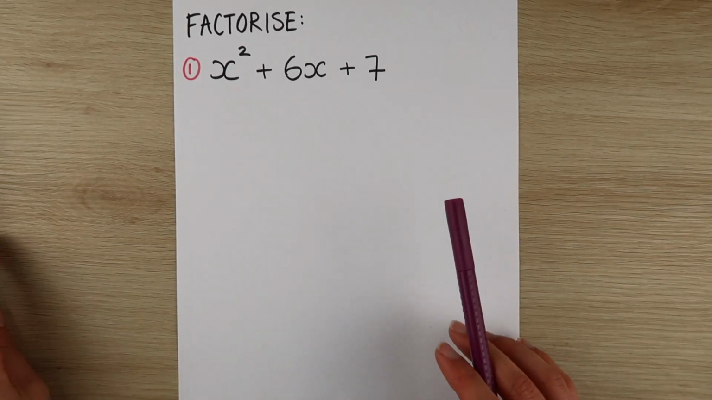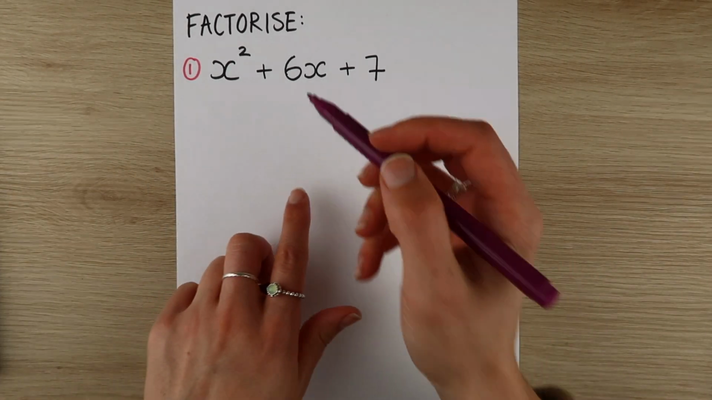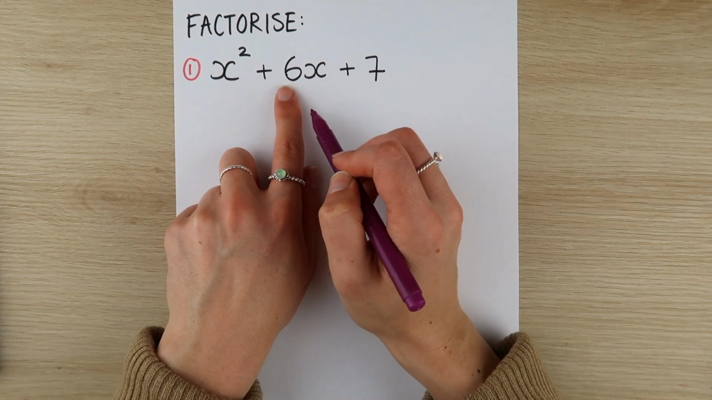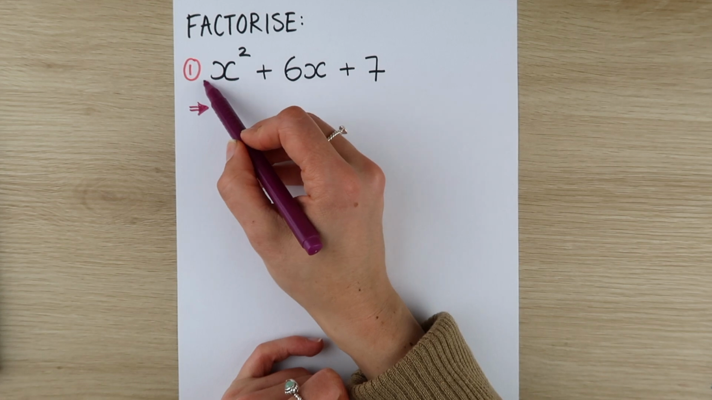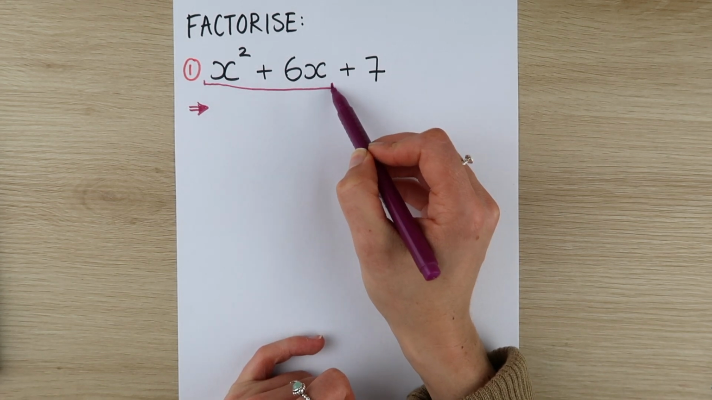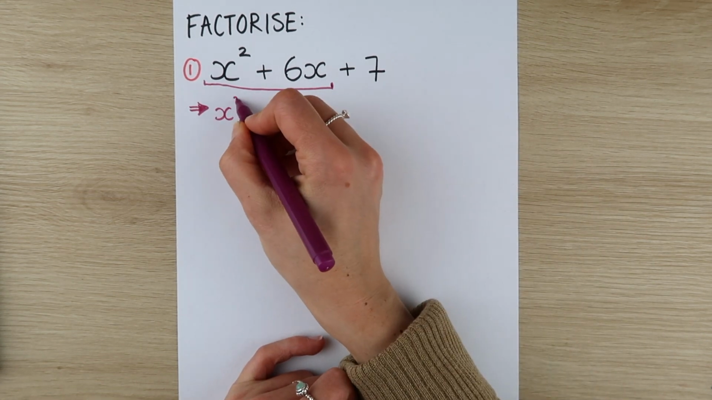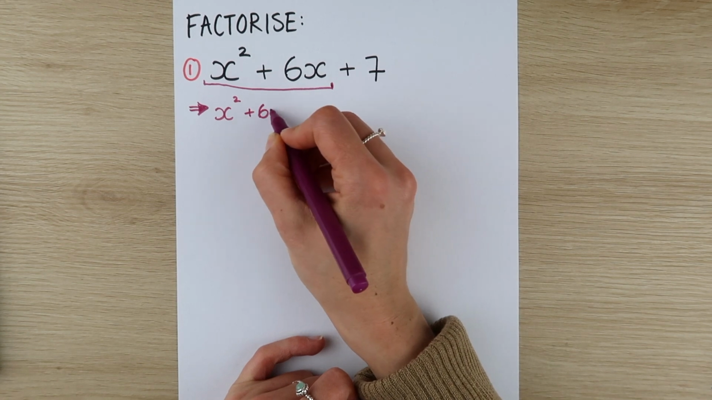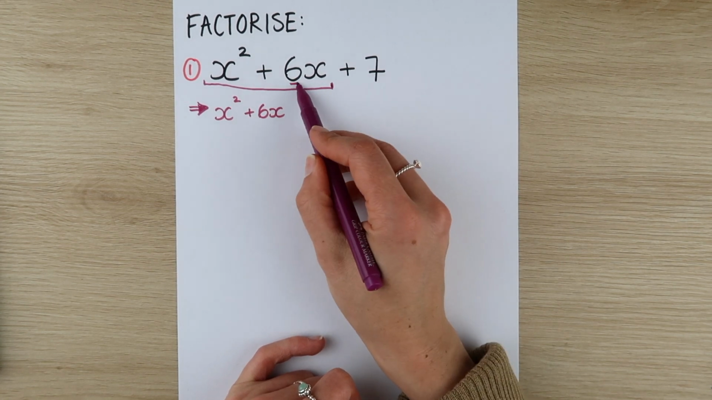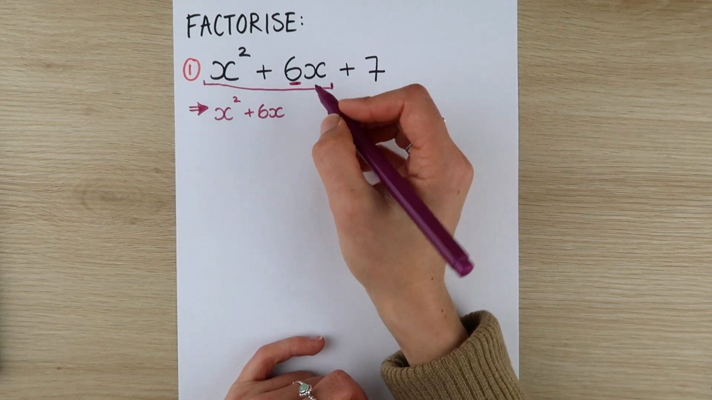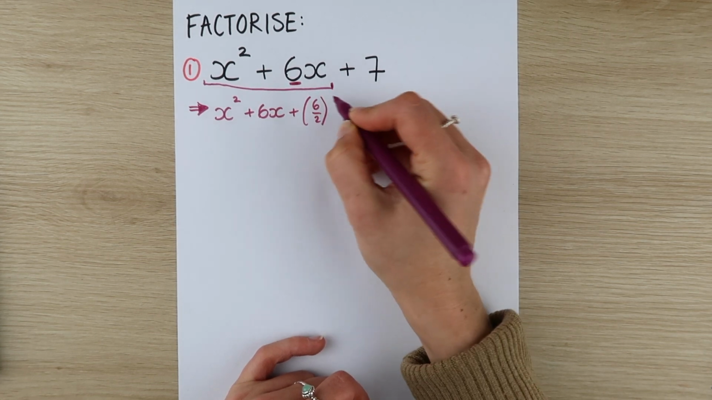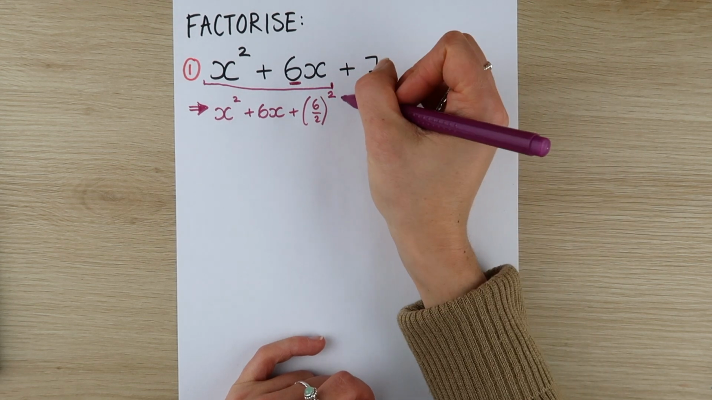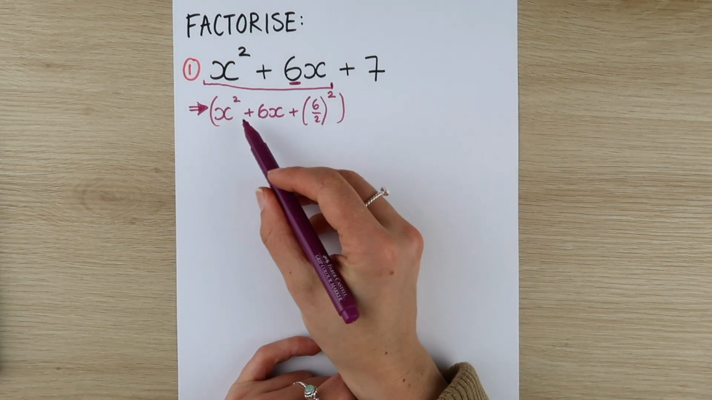The first step is to take the first term, divide it by 2, square that number, and add it onto the end. It's as if I'm taking this part, x squared plus 6x, and adding onto it. Then I take the 6, divide it by 2, add it on, and square it. Now, what I've done there is I've actually created a perfect square.